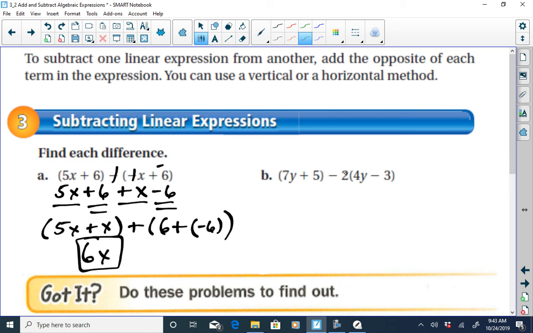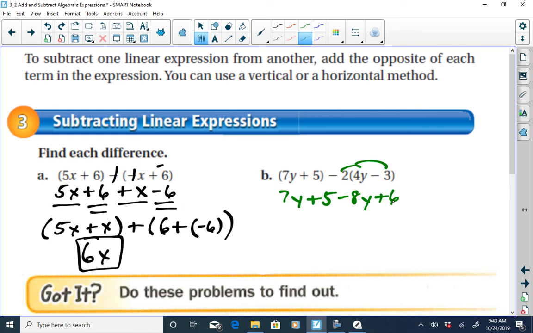All right. So first, recopy this, or remove the parentheses, 7y plus 5, right? Let's get rid of that. But now we have to multiply using the distributive property. I treat this as if it's negative 2 times 4y, that's negative 8y, and then this becomes negative 2 times, I treat this as negative 3 because of the minus sign here. Negative 2 times negative 3 is positive 6.